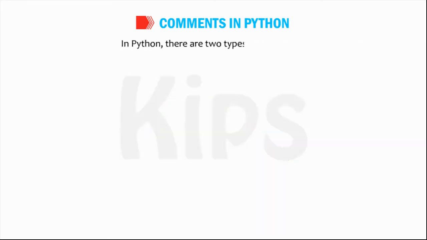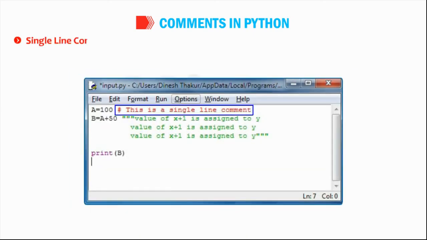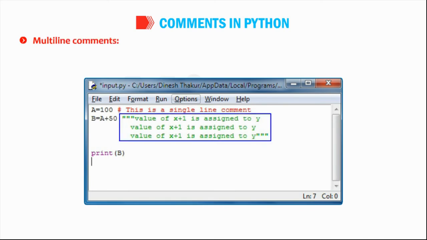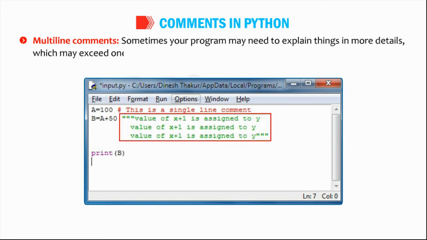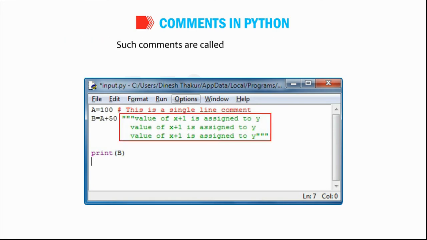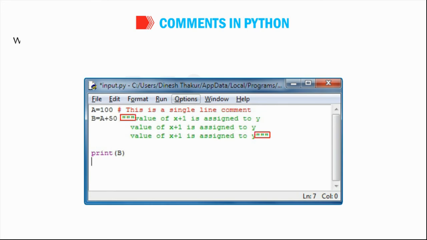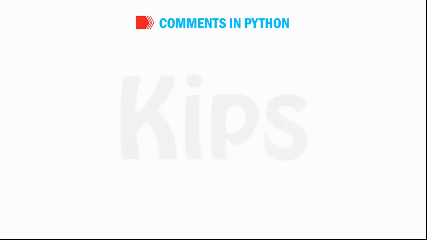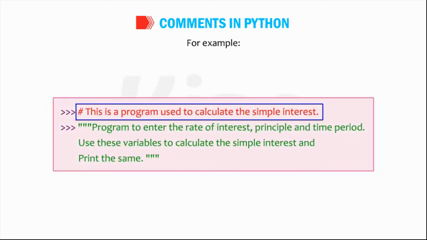In Python, there are two types of comments. Single line comments: single line comments are created by beginning a line with the hash character and are automatically terminated at the end of the line. Multi-line comments: sometimes your program may need to explain things in more detail, which may exceed one line. Such comments are called multi-line comments. We can provide multi-line comments in a program by adding a delimiter at the beginning and the end of the comment. For example, hash: This is a program used to calculate the simple interest.